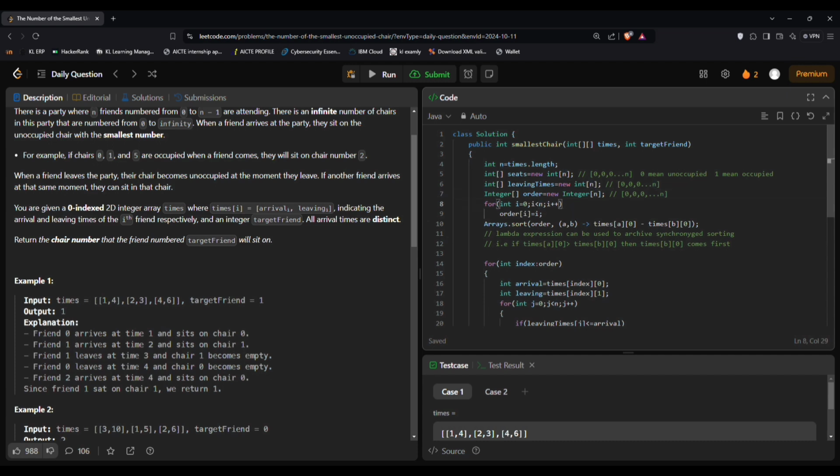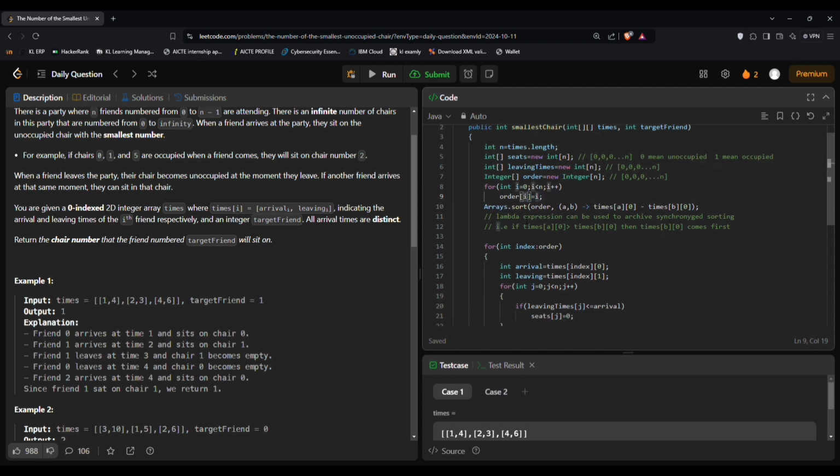I have filled the indices into the order by using a normal for loop, i equal to 0 to n. Okay, I have sorted the order in such a way that whoever has the lowest arrival time is put first. For the test case [[1,4],[2,3],[4,6]], the order will be 0, 1, 2, as 1 has the lowest arrival time, 2 has the second arrival time, and 4 is the next arrival time. The target friend is 1.